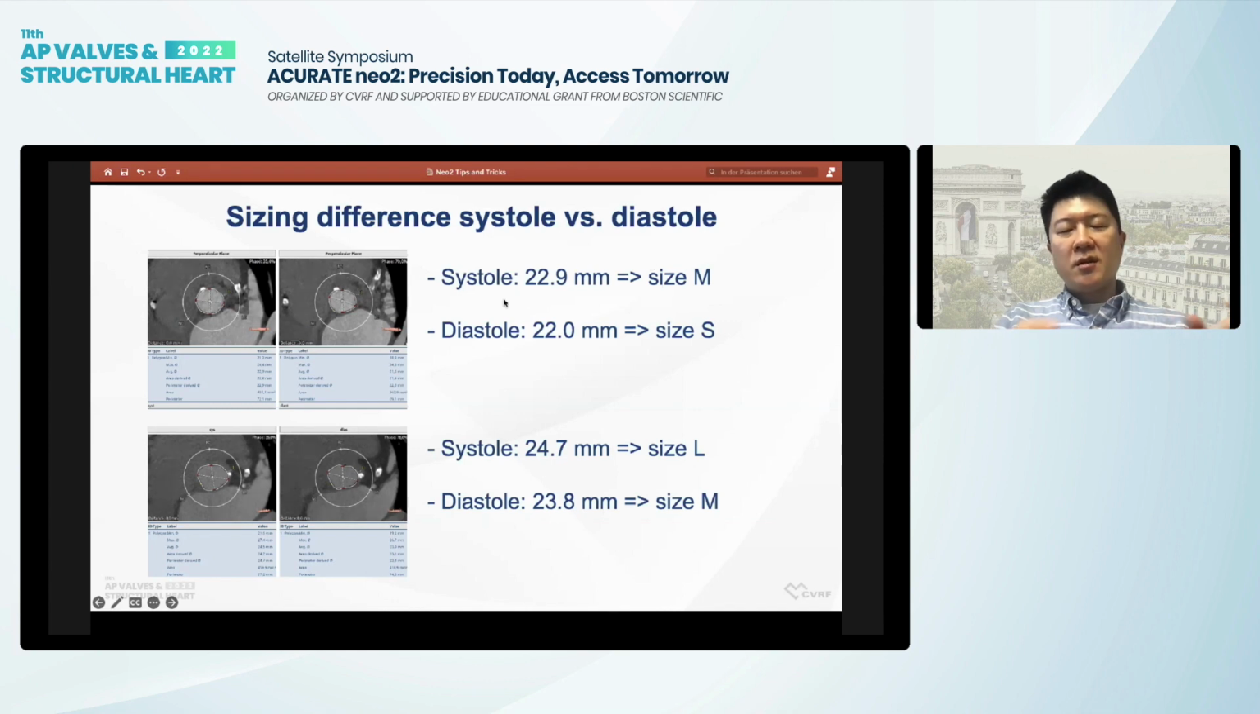But a little bit of problem is also if you only have systolic reconstructions, because systole is not always larger. In around 10%, diastolic reconstructions can have the same size or can be even larger than in systole. So usually, in order to have the highest amount of safety, it's best to have systolic and diastolic reconstructions, and usually we choose the largest annulus dimension for sizing.